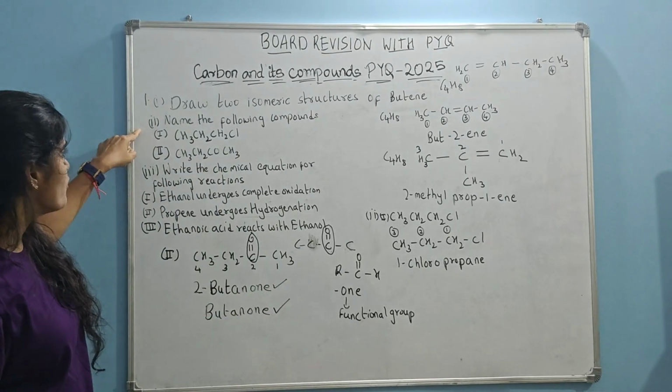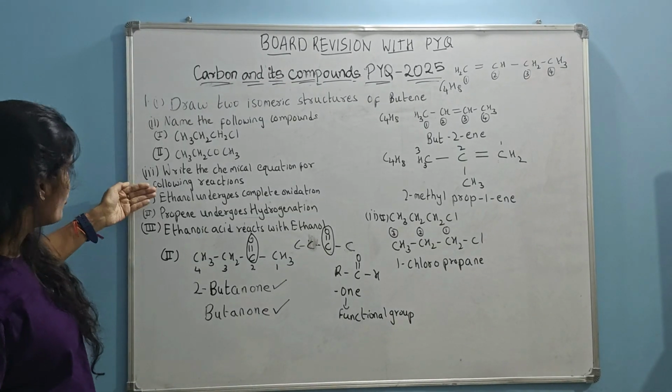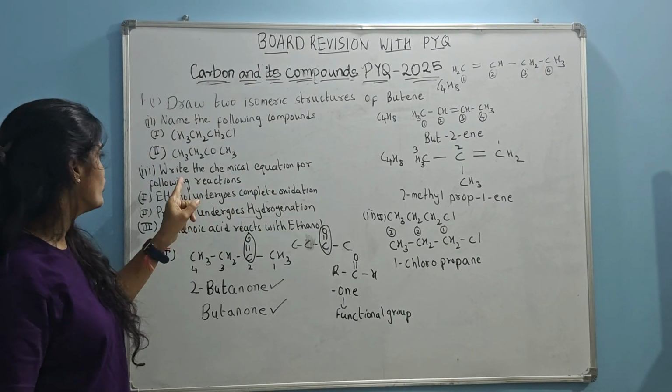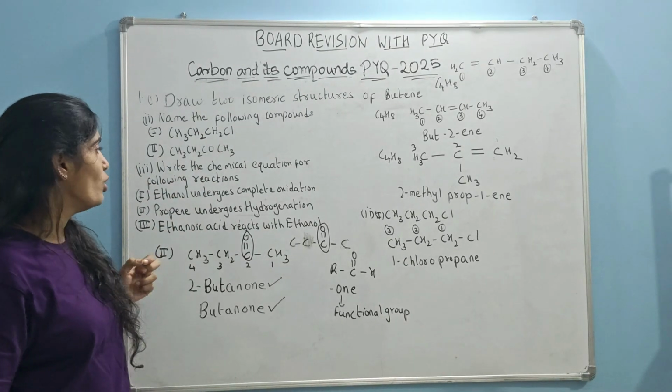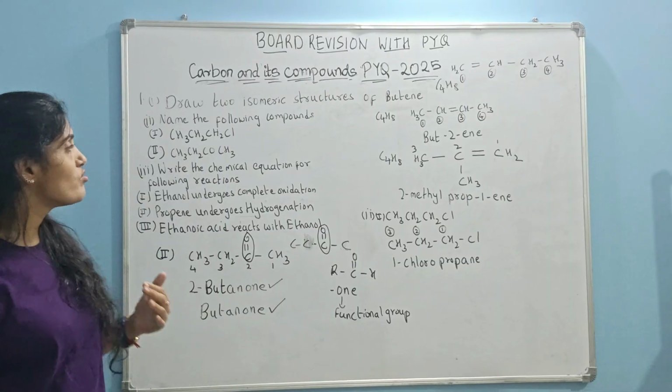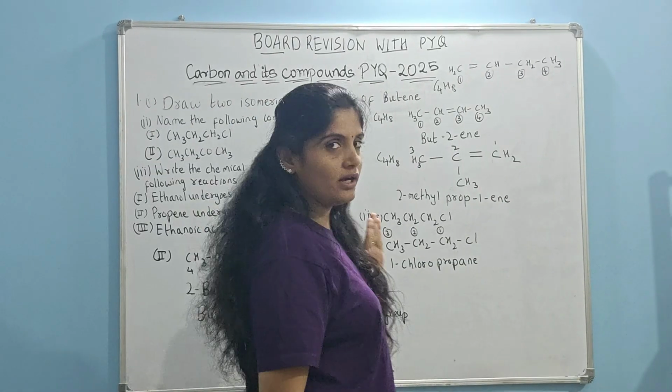So this is about the first question, and there is still one more part in the question. Write the chemical equations for the following reactions. We will start writing the chemical equations for the following reactions with the proper conditions which are needed.